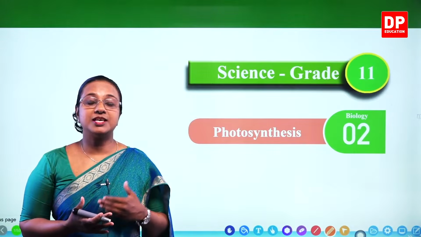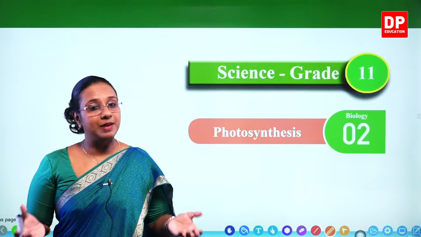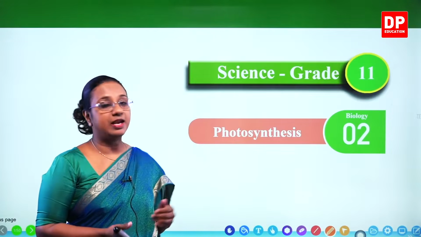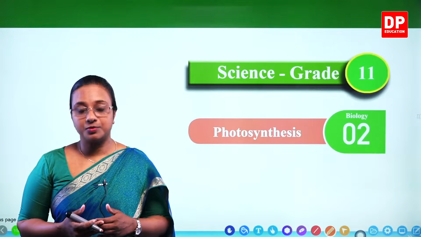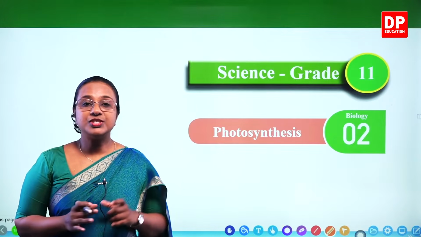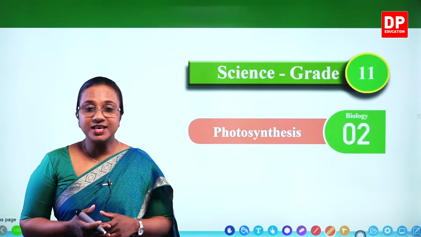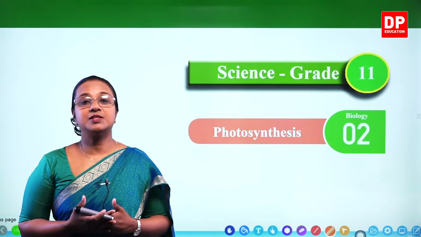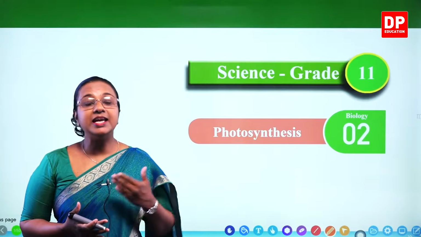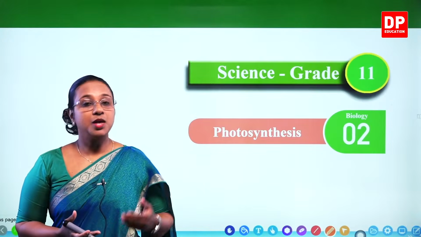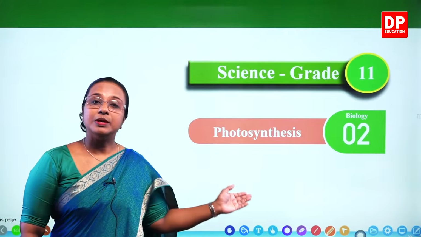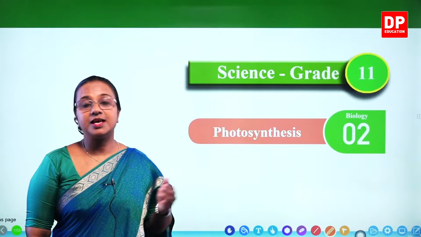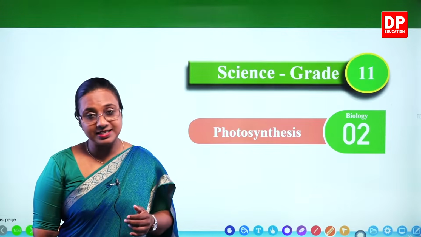And this process is carried out by plants. That is why it becomes a biological process. So photosynthesis is the process of producing food in the presence of sunlight by green plants. With that introduction, we will see the topics that will be discussed under this lesson.